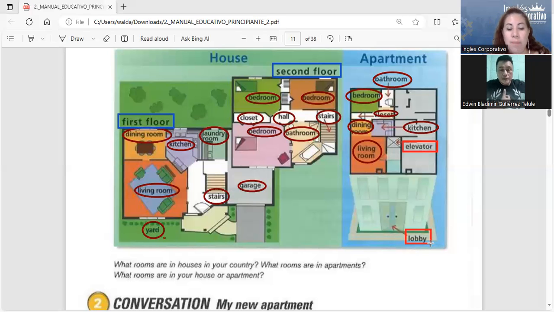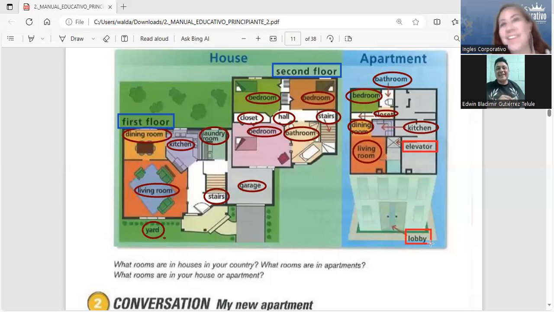Okay. All right. So what about your house? What are the areas that exist in your house? Let's describe your house, please. I have three bedrooms. Three bedrooms, okay. One bathroom. A small kitchen.